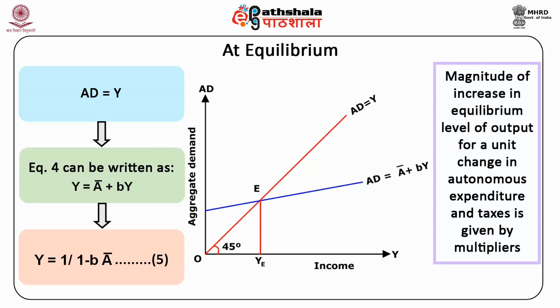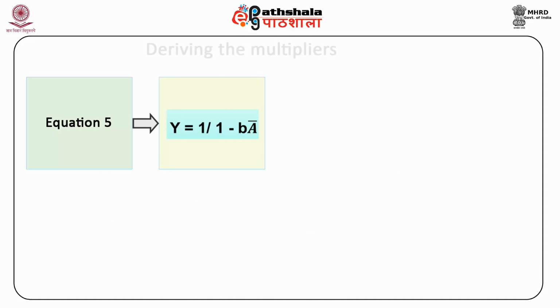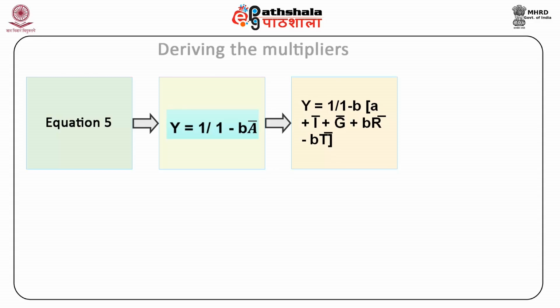The magnitude of increase in levels of equilibrium output for a unit change in autonomous expenditure and taxes is given by the respective multipliers. Using equation 5, Y equals 1 by 1 minus B into A bar, or Y equals 1 by 1 minus B into A plus I bar plus G bar plus BR bar minus BT bar, is given as equation 6.